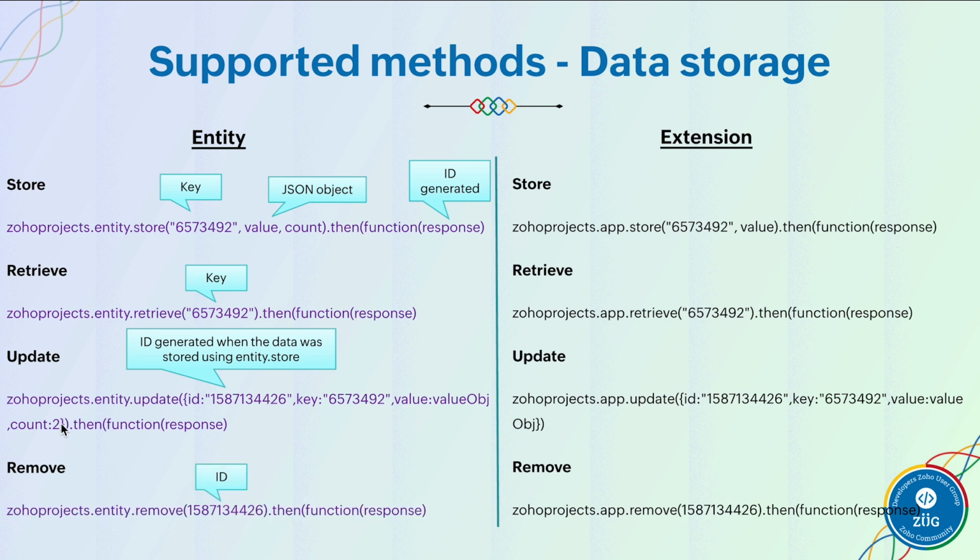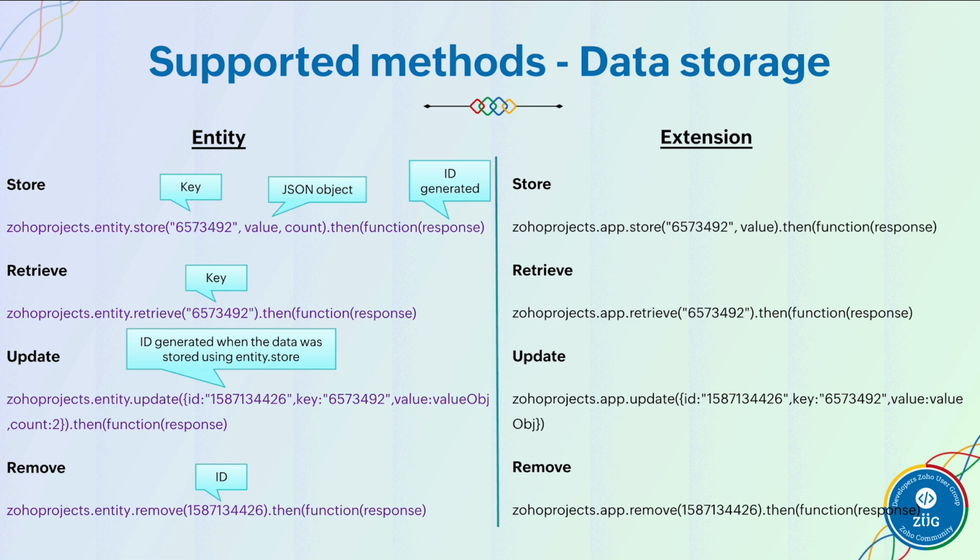Finally, if you want to remove the data that you've stored against a specific key, then you can go ahead and use the entity.remove method. For the remove method, the parameter that you need to pass is the ID that was generated when you stored the data. So for storage, it's a key value format. For retrieving, you need to pass the key using which you stored the data. For updating, you need to pass the key and value along with the ID that was generated when you stored that particular key. And finally, for remove, you need to pass the ID which was generated when you stored the data against a key.